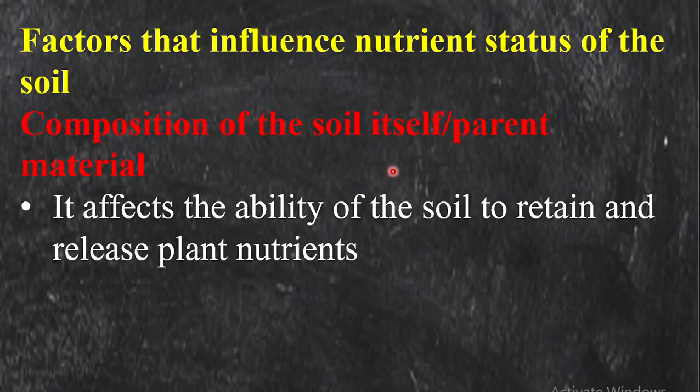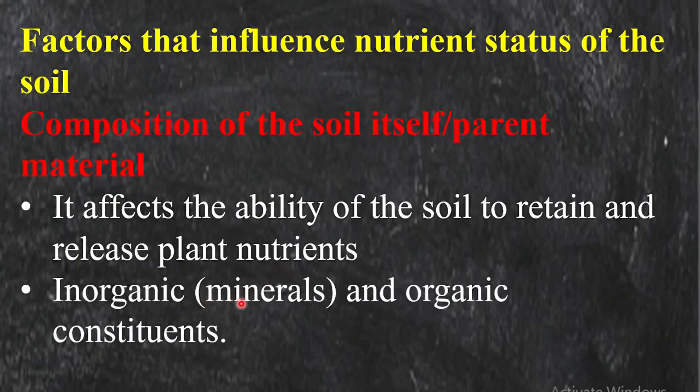So nutrient content or status of the soil is affected by the composition of the soil itself or the parent material because it affects the ability of the soil to retain, to keep, and to release plant nutrients. So the material from which a soil is made will affect the ability of the soil to retain or to keep and to release plant nutrients, inorganic, which are minerals, and organic nutrients.